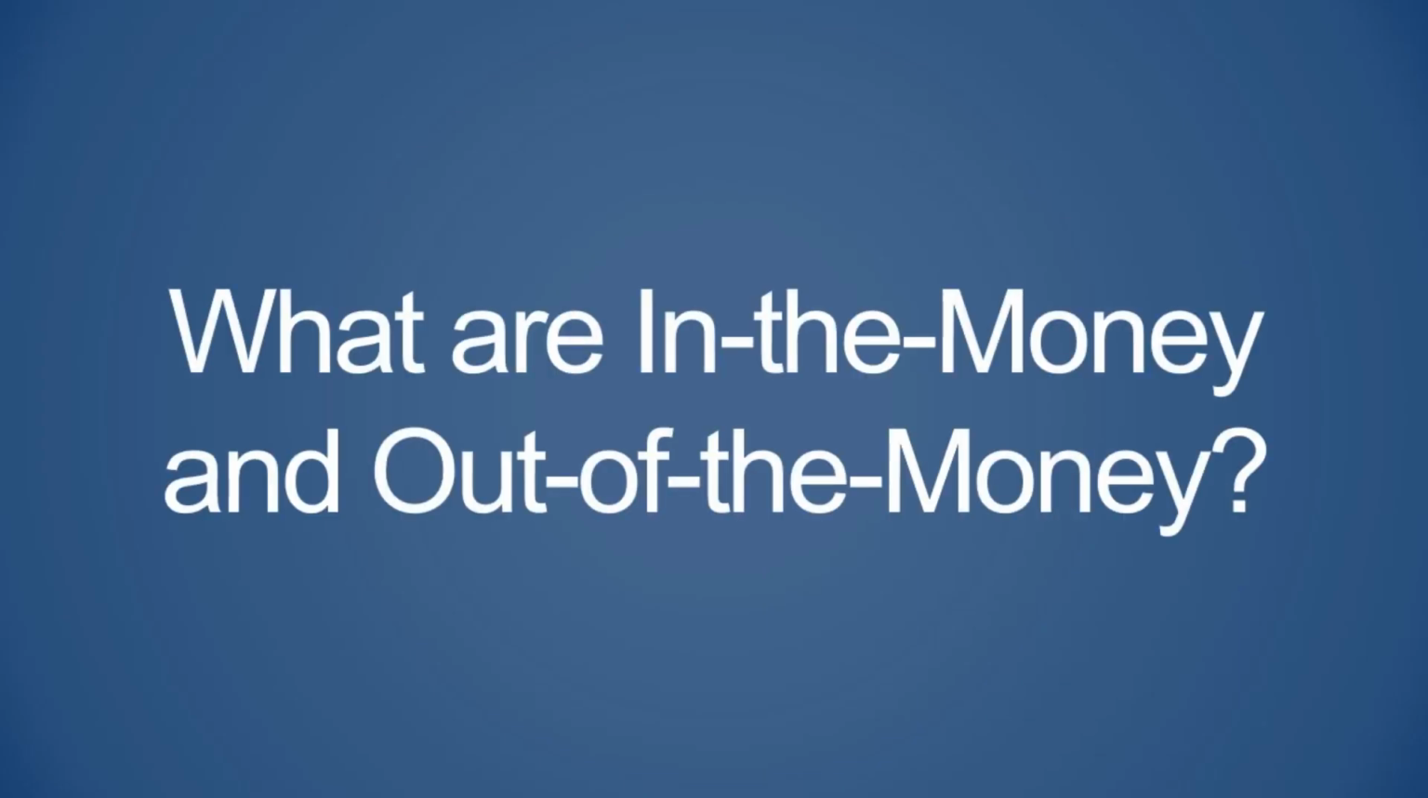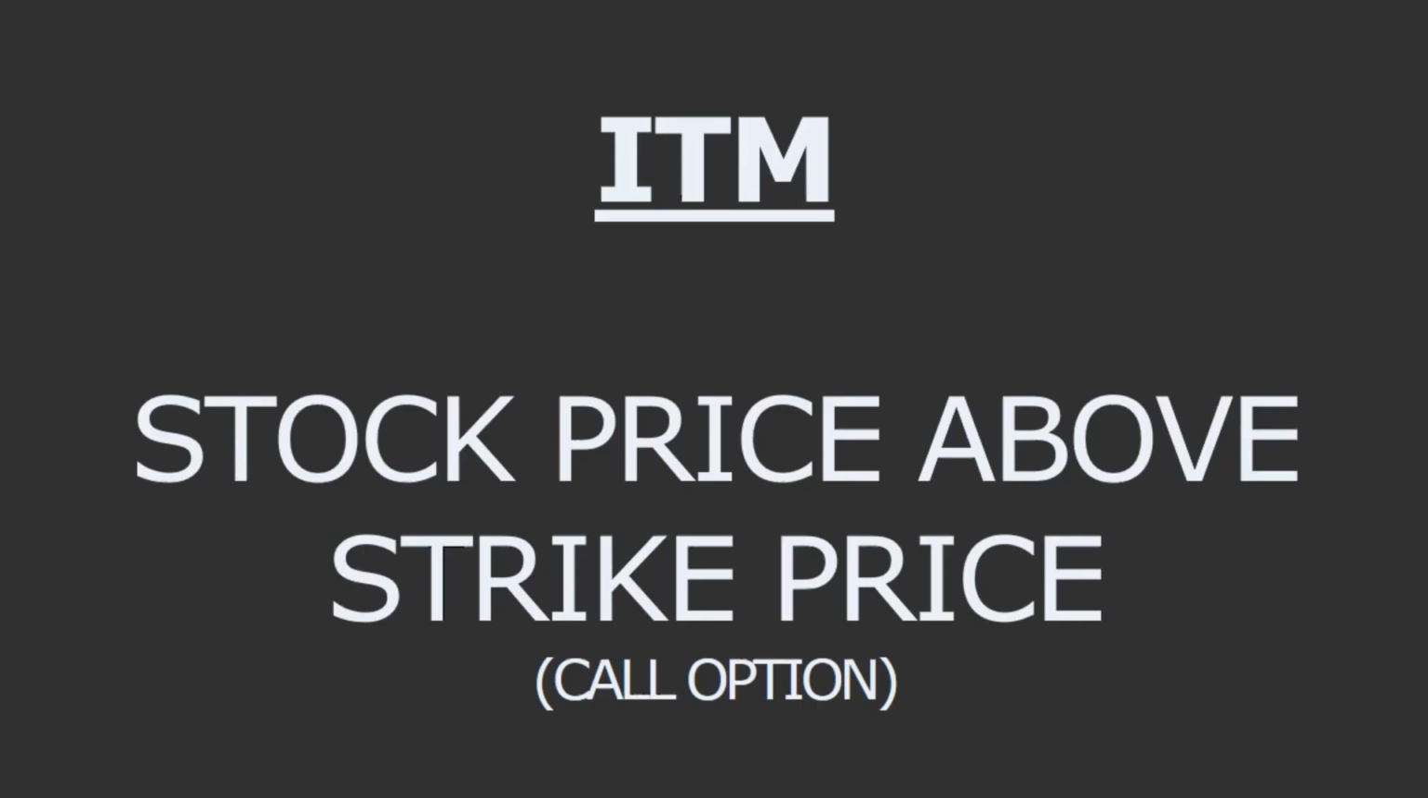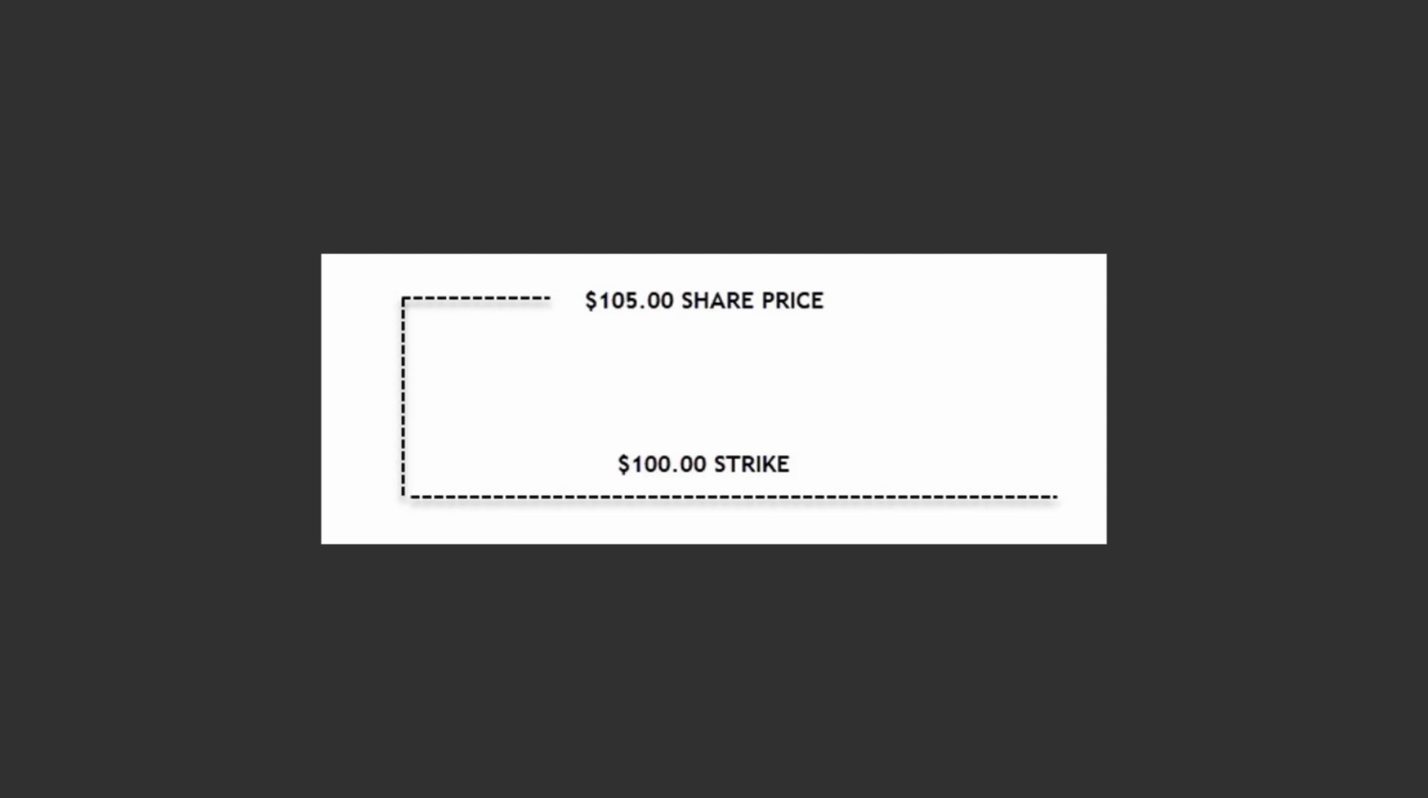So there are two main types of conditions that you need to know. In the money options, ITM. An ITM option is one whose strike price is below the current market price of the underlying asset. Simply put, this means that if you were to exercise your ITM option right now, you're going to make a profit. So let's say you have a call option on IBM. The strike price is $100, but right now the IBM market price is $105. This means that your call option is in the money because it has an intrinsic value of $5. It also means that if you were to exercise your call option right now, you'd make a profit.